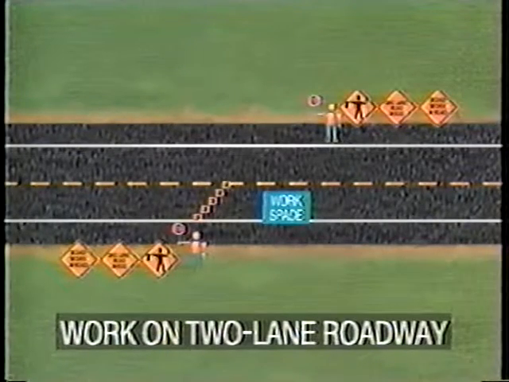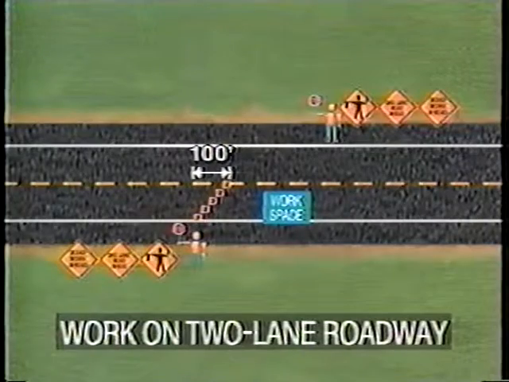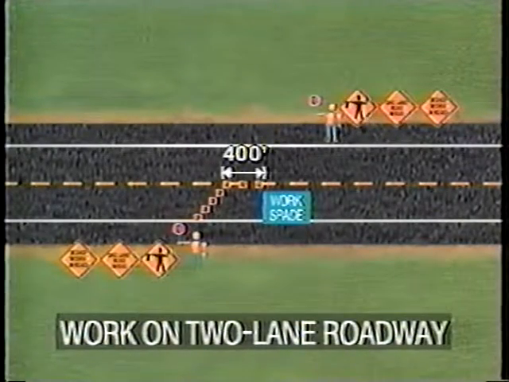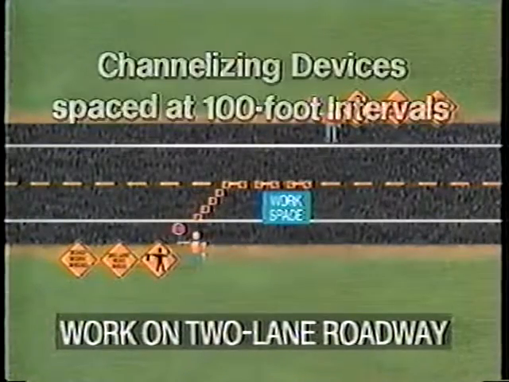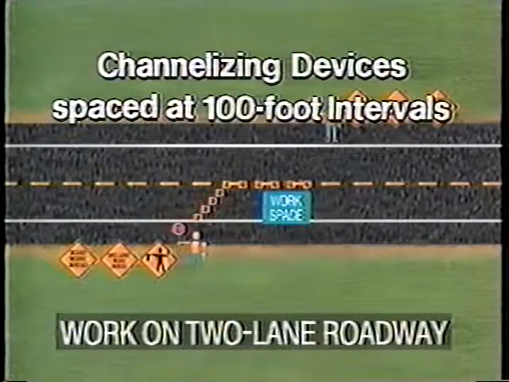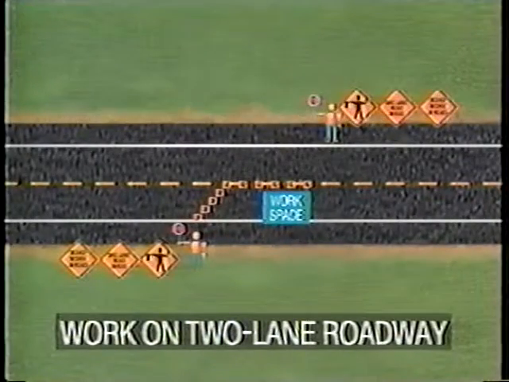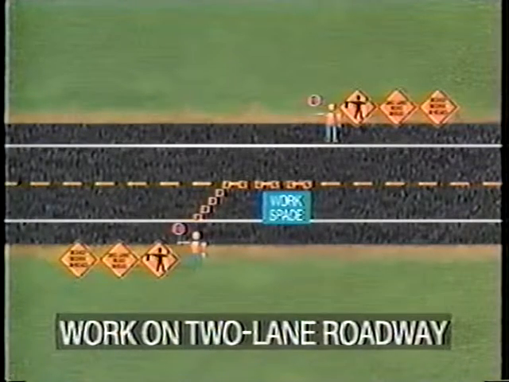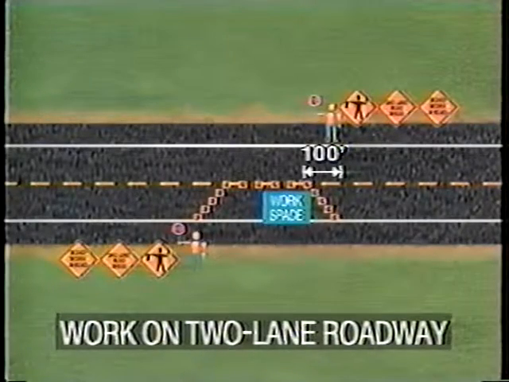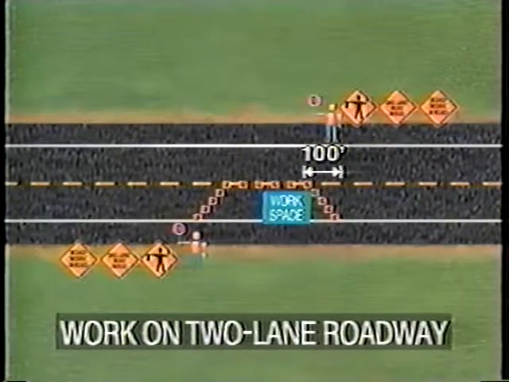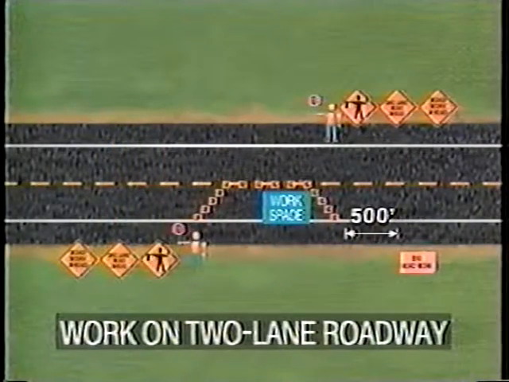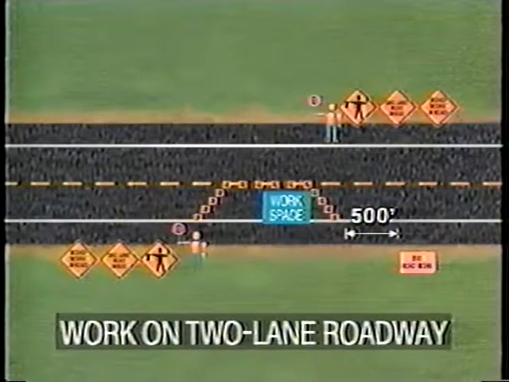Next, install a 100-foot taper made up of 5 or more channelizing devices. A 400-foot buffer space and the workspace are then outlined with channelizing devices, spaced at approximately 100-foot intervals. The work vehicle may then be moved into the closed lane at the end of the buffer space. The 100-foot downstream taper is then installed at the end of the workspace. Finally, the end roadwork sign is placed 500 feet from the workspace and completes the work zone.